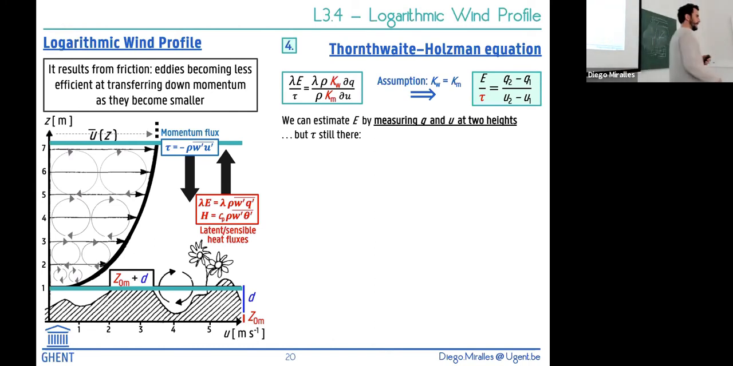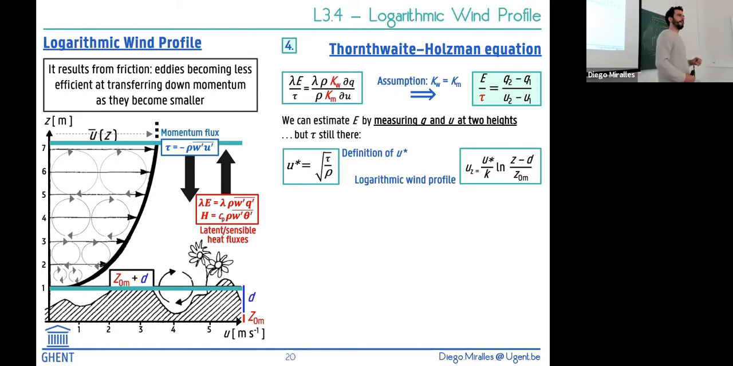The problem is that you still have here this momentum flux. And that is actually something that you don't want to have because you have no idea what it is and how to measure it. So how do we get rid of that momentum flux? First thing that we know is the definition of the friction velocity that we saw before with the logarithmic wind profile. Okay, that is this. It's just the square root of the momentum flux over the density. Okay, keep that in mind.